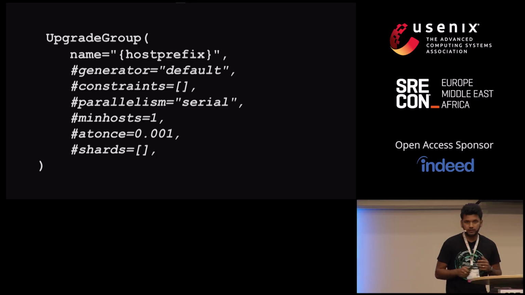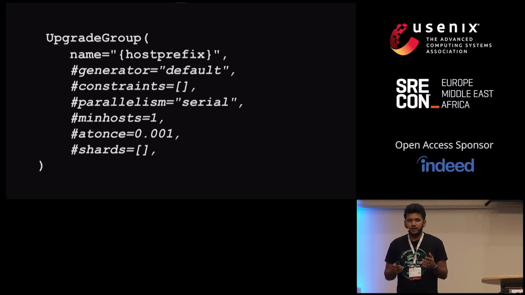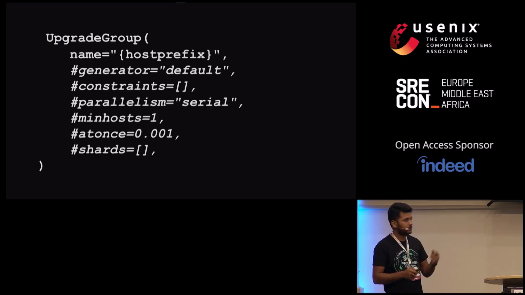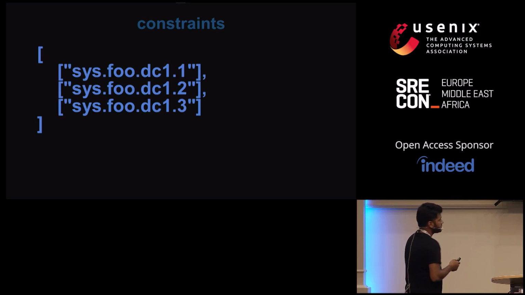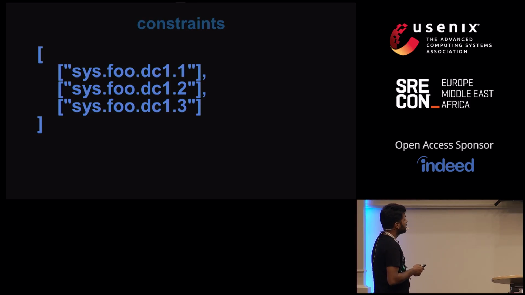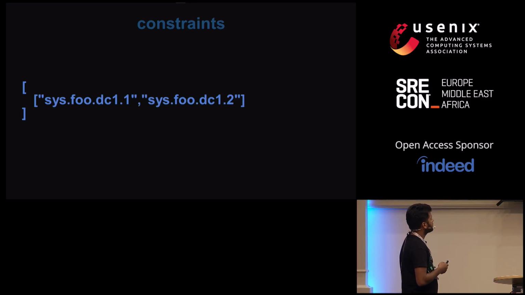Constraints are more granular controls for service owners, where they can define very specific constraints, like if they want to upgrade only a certain set of hosts, not everything in that host prefix, so they would use this constraint. It can be as arbitrary as you want. I'm going to talk about more examples later. If you take a look at this constraint, this is basically saying in data center 1, upgrade clusters 1, 2, and 3 serially. You can also specify constraints like this. Sorry, this is serially. You can upgrade clusters in data center 1, clusters 1 and 2, one after the other.